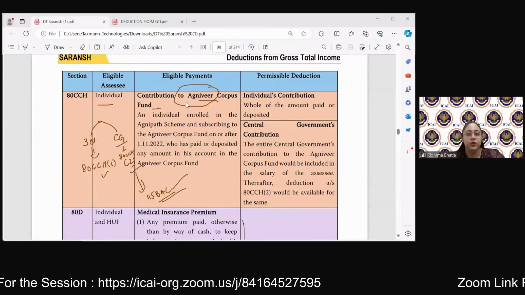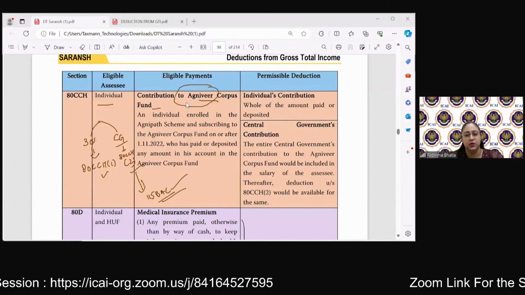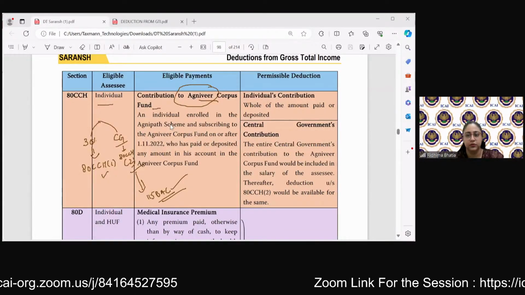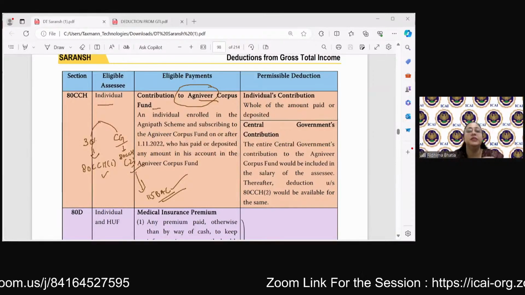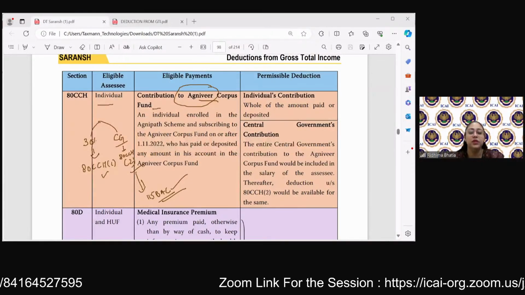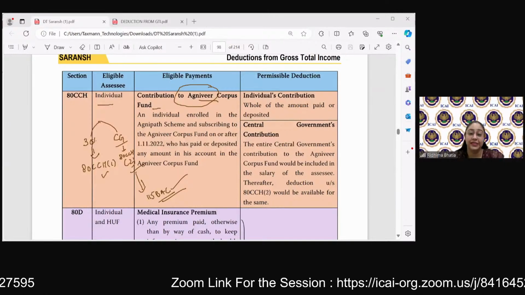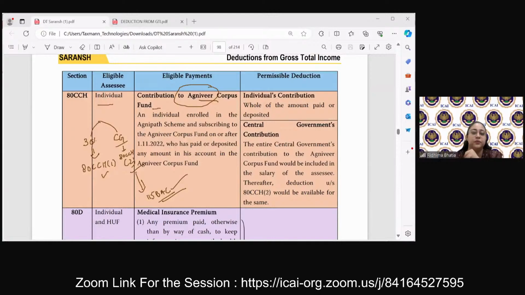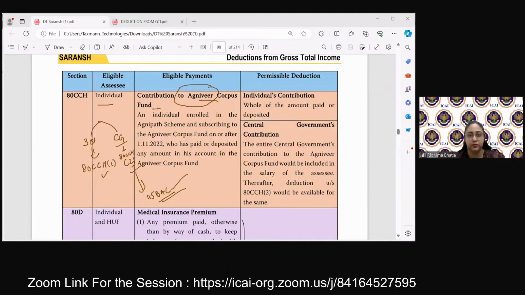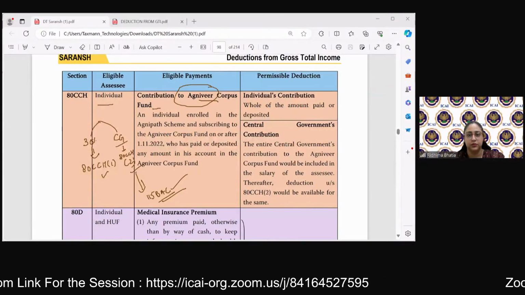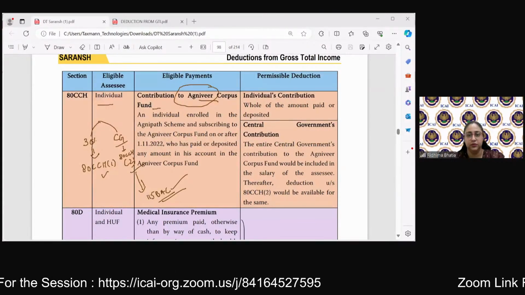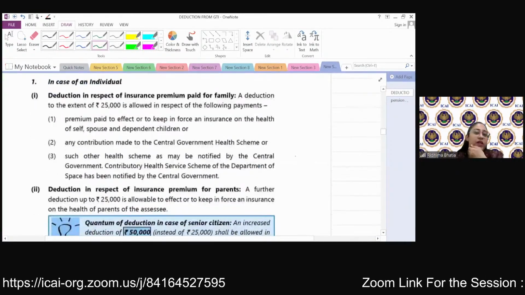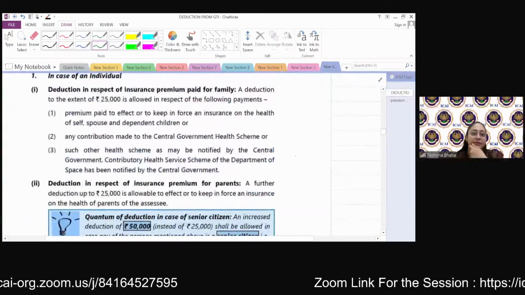Okay. Next, we move forward. Go through it once quickly. Yes, Sangeeta, 80 CCD subsection 1 and 80 CCD 1B would only be given to employees who have opted out of the new scheme. That is, they are paying tax as per the old scheme. Next, we move on to a very, very, very important section, 80D.